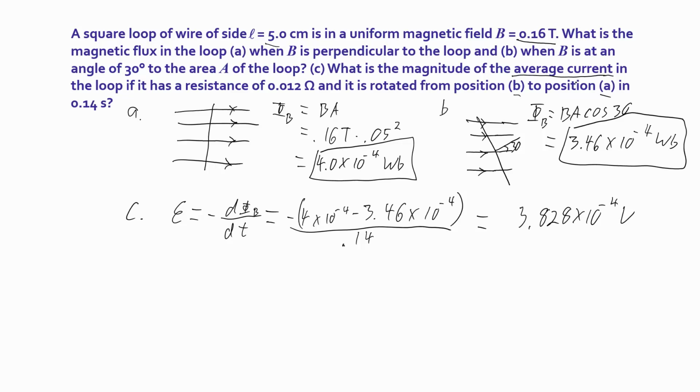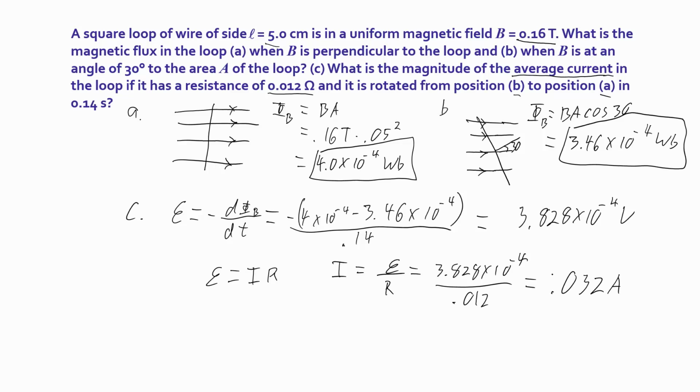Now if we want to convert that to current, we need to take into account the resistance in our loop. So we're just going to use V, or E in this case, equals IR. We want to solve for current, so it's going to be the EMF that we just found divided by the resistance, 3 point blah blah blah divided by 0.012 ohms, and we find a current of 0.032 amps, or 32 milliamps.